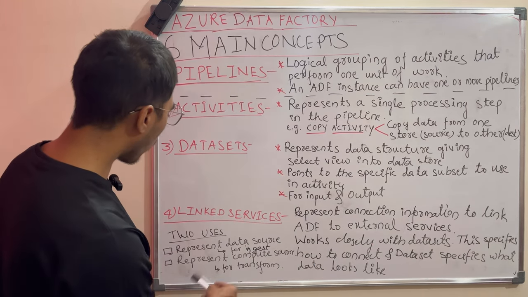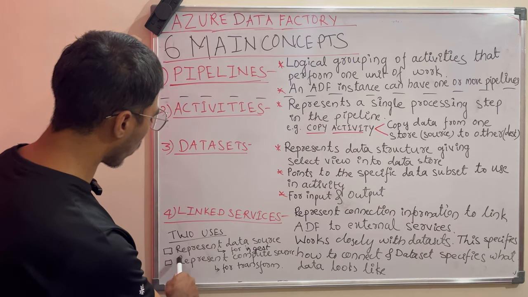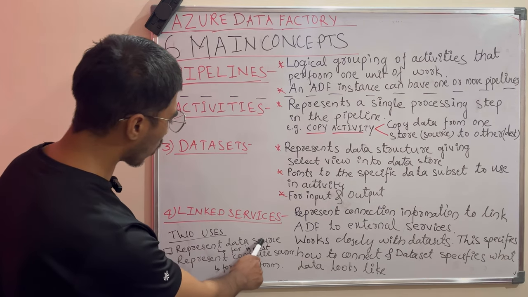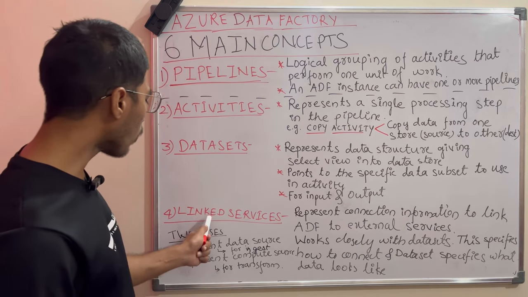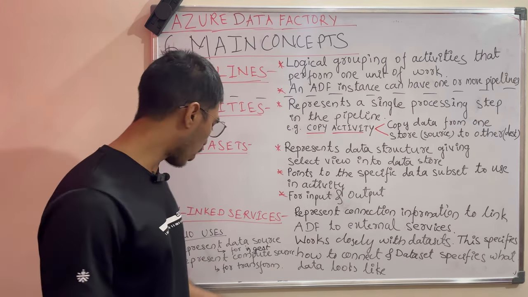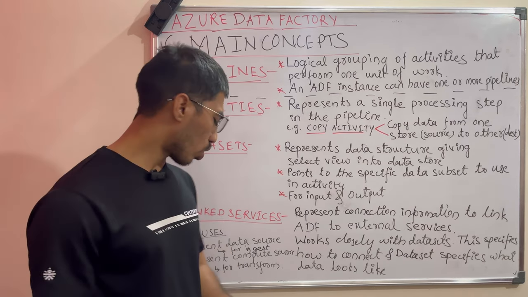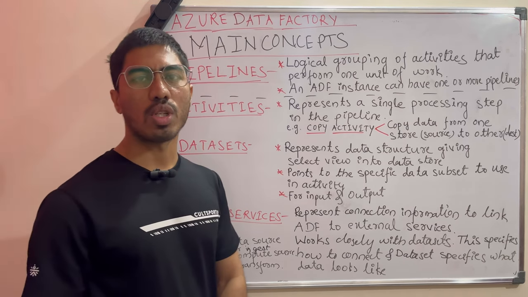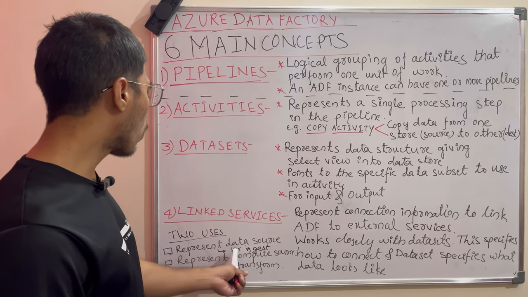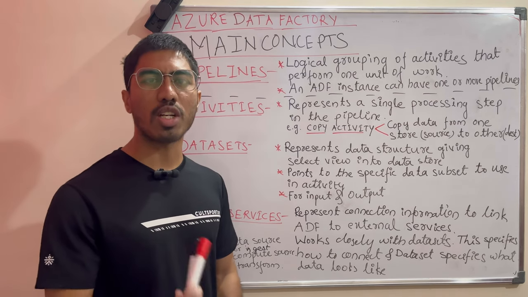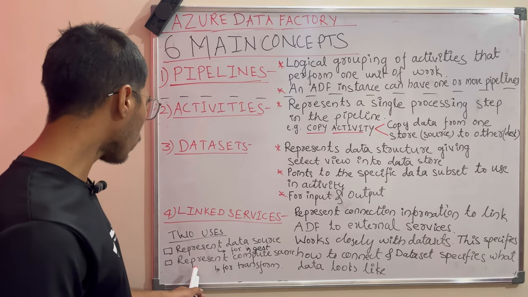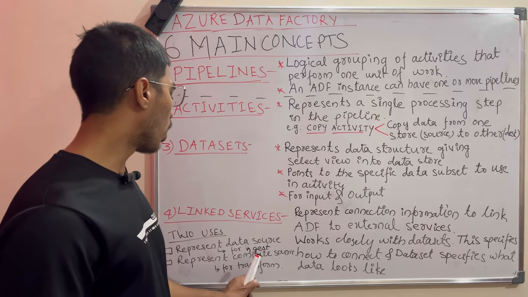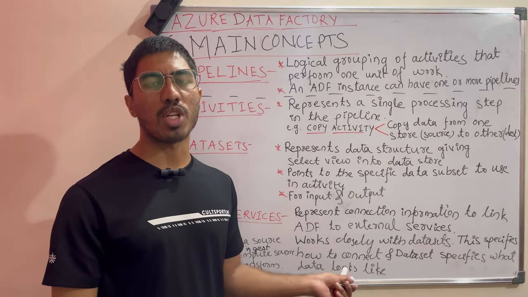There are two uses of linked services: represent a data store and represent a compute source. The data source is for ingesting different kinds of data from different sources. Representing a compute source is required for transformation.